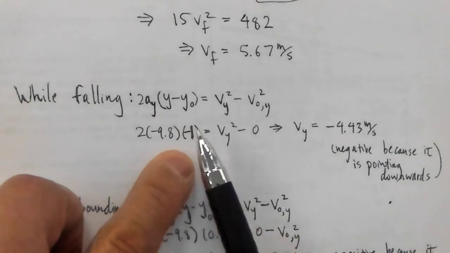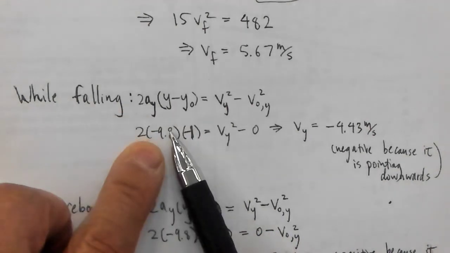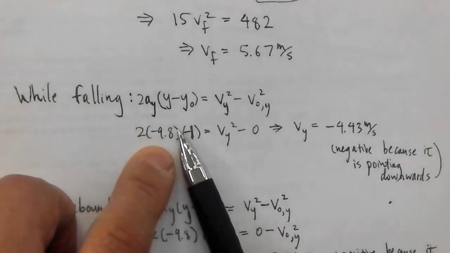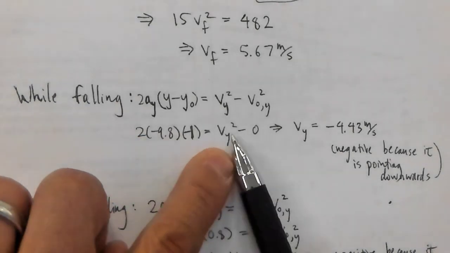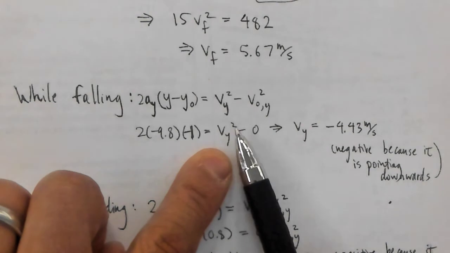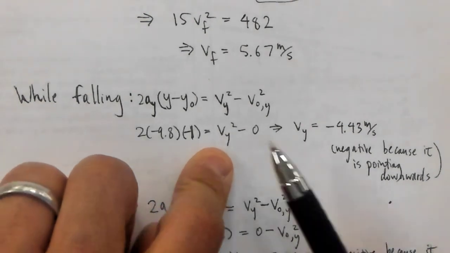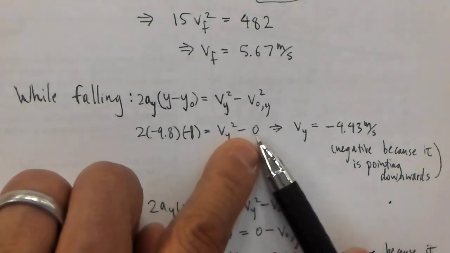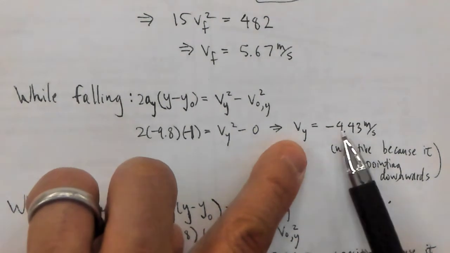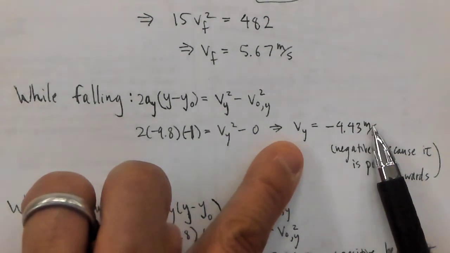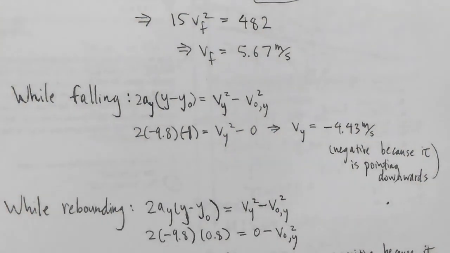And so now it drops 1 meter down. So y minus y0 is minus 1. ay is negative 9.8. So 2 times negative 9.8 times negative 1 is equal to vy squared. That's the final speed just before it hits the ground. And minus 0 because it starts from rest. So we get vy is equal to negative 4.43 meters per second. It's negative because just before it hits the ground, it's going downwards.